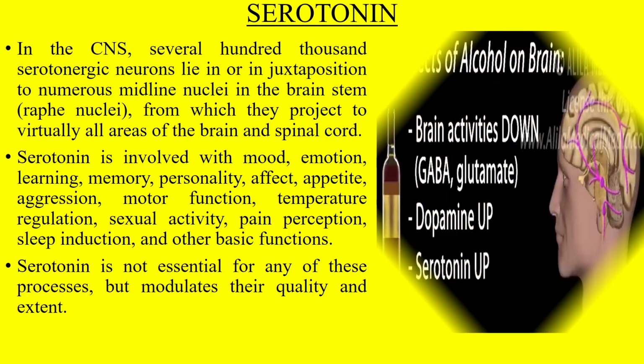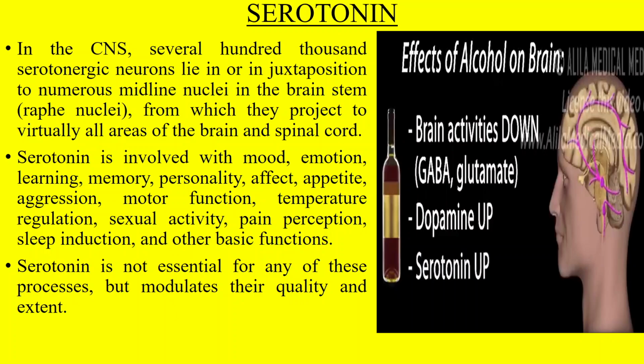Next is serotonin. In the central nervous system, several 100,000 serotonergic neurons lie in or in juxtaposition to numerous midline nuclei in the brainstem, that is the Raphe nuclei, from which they project to virtually all areas of the brain and the spinal cord. So that is how the entire reticular activating system is affected by alcohol.